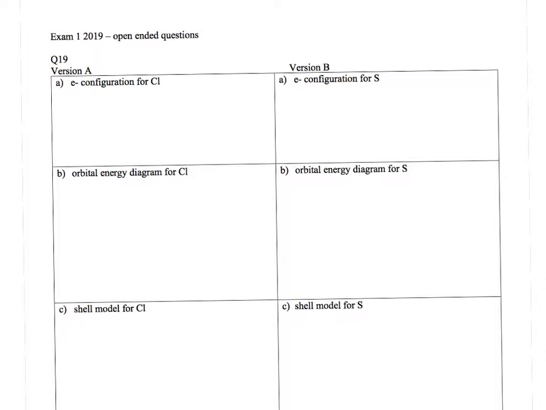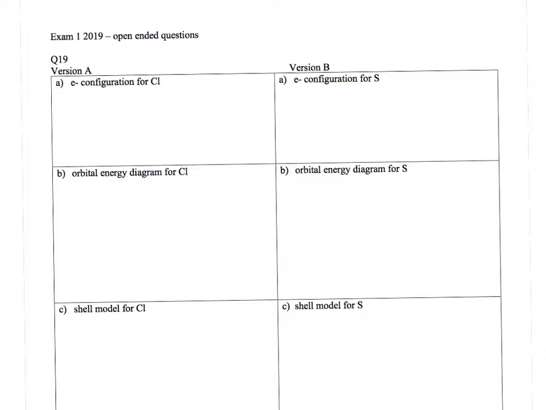This is a review of the open-ended questions that showed up at the end of Exam 1 in the fall of 2019. So I'm going to go over both version A and version B questions, but of course they're related. I try to make them analogous.